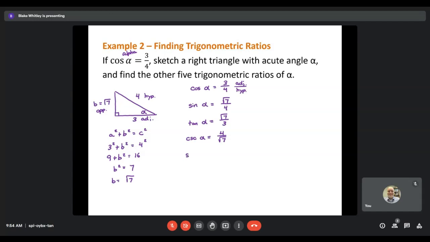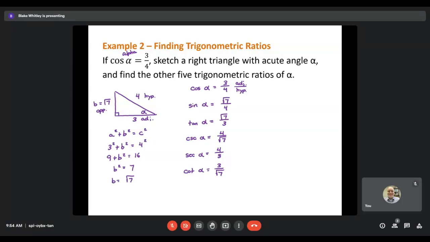Secant is next. So secant should be the reciprocal of cosine. So that's just going to give us 4 over 3. And then finally, we need cotangent. So cotangent of alpha should be the reciprocal of tangent, or just 3 over square root of 7.